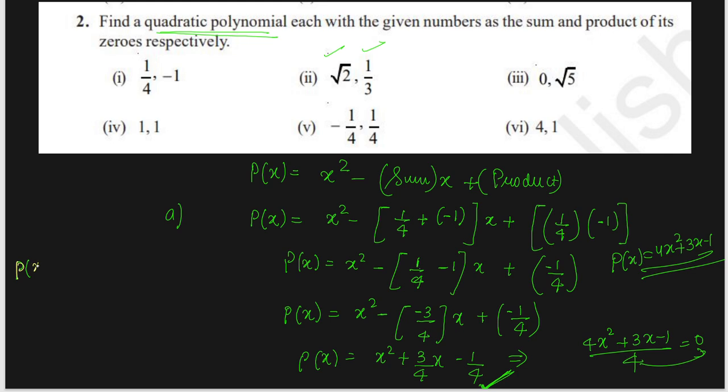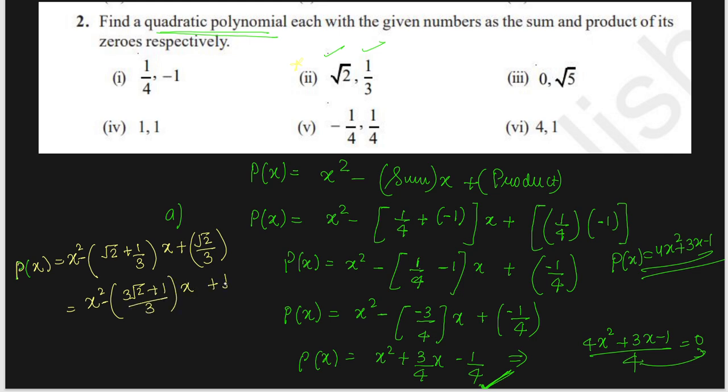So your P(x) for this particular part will be x square minus sum of roots, which is root 2 plus 1 over 3, x plus product of roots, which is root 2 into 1 over 3, which is root 2 over 3. You can take the LCM, but keeping in mind that irrational numbers can't be simplified, I'll have to keep it as it is, giving my answer like this itself. This is my final polynomial. Don't get confused with your root as well.